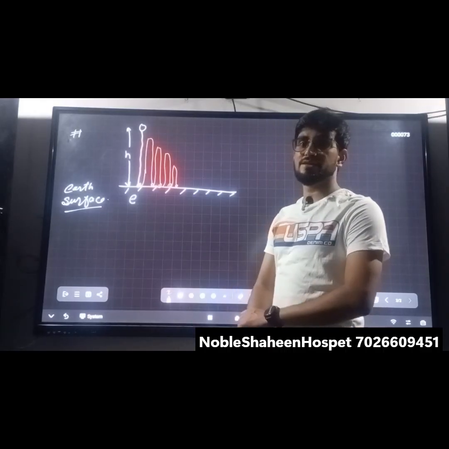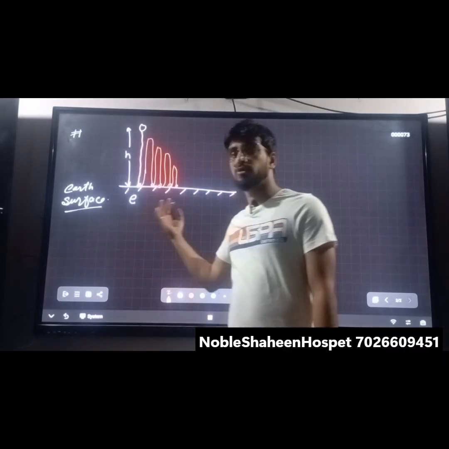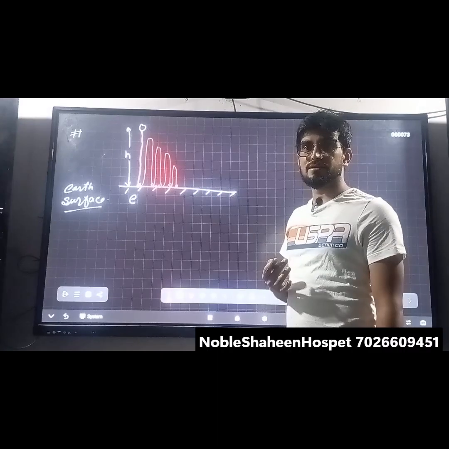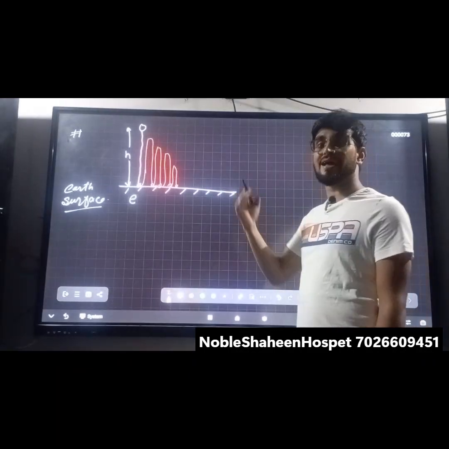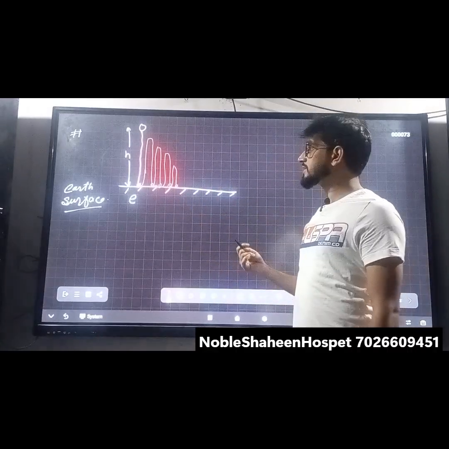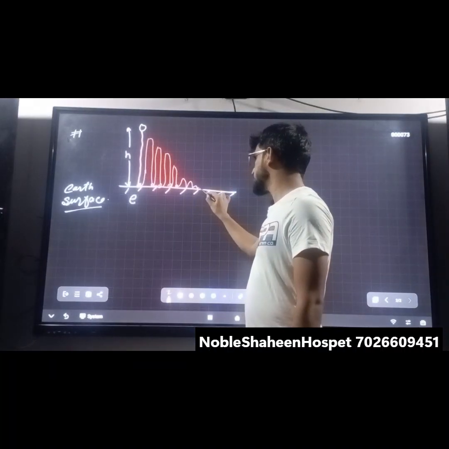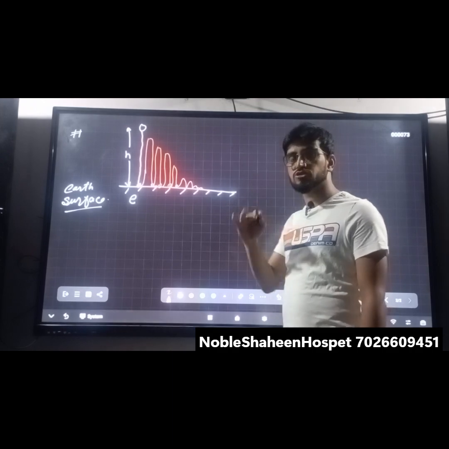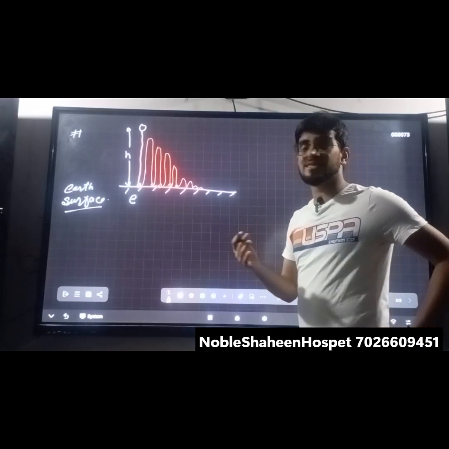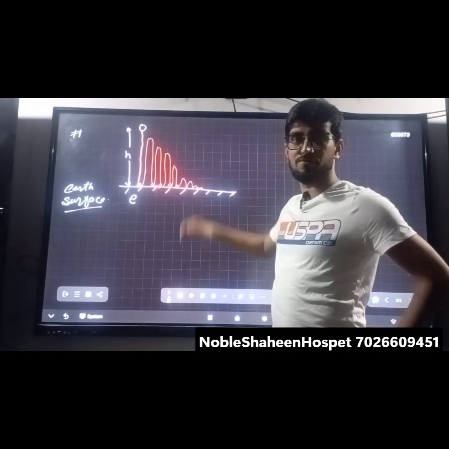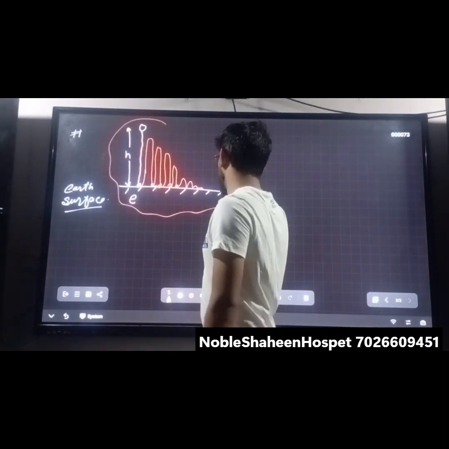The question asks what its velocity will be after the nth collision, how much time it will take in the nth rebounding, how much height it will cover in the nth rebounding, as well as how much time it will take to stop. That means slowly it will stop, so how much total time it will take to stop on the surface, and how much distance it will cover during these successive rebounds. This question is frequently asked in multiple competitive exams.